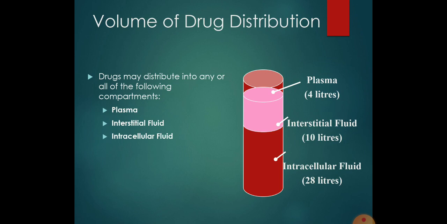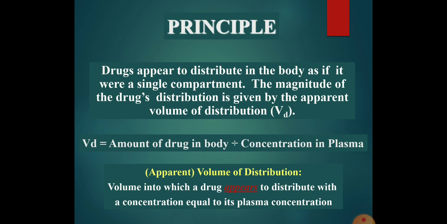But that will cause a little bit of problem. The problem lies in the fact that it is difficult for us to calculate mathematically the actual volume of distribution of a drug. And hence, as we are mathematically a little bit poor, we have taken a simple method. We have assumed that our body is basically a single component, and drugs appear to distribute in the body as if it was a single compartment.